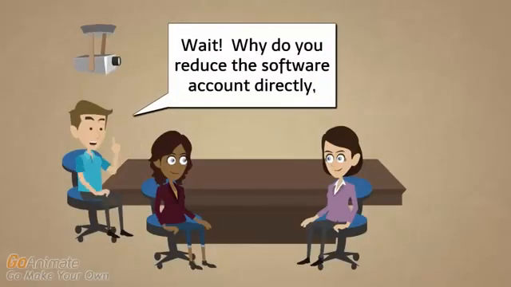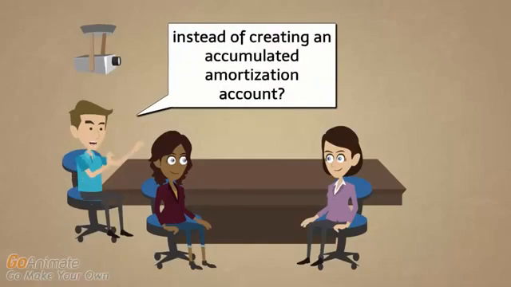Wait, why do you reduce the software account directly instead of creating an accumulated amortization account? Yeah, as I mentioned in a prior video, the historical tradition is that for amortization, you just reduce the intangible asset account directly instead of creating a separate accumulated amortization account. I think historically we've done that because intangible assets have not been that big of a deal on the balance sheet. But nowadays, more and more companies are starting to have larger and larger intangibles, and you will see more and more accumulated amortization accounts. But I wanted to show you the old-fashioned way because you still will see this practice quite a bit of just directly reducing the intangible asset account instead of creating an accumulated amortization account. But you can see it either way.